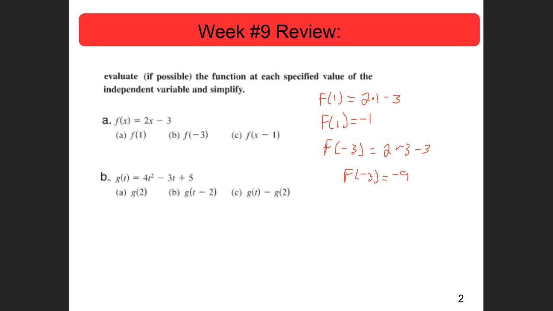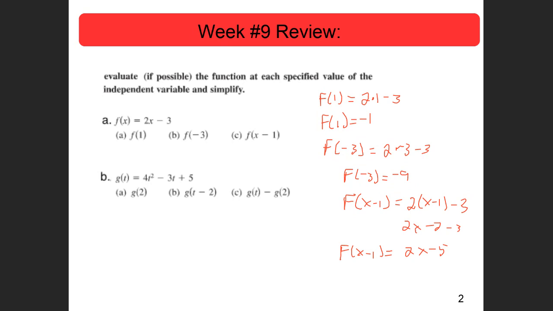Now, if I want to find f of x minus 1, that's a little bit different. I do the same thing. I plug x minus 1 in for x, so this is going to be 2 times (x minus 1) minus 3. And I would multiply this through. That would give me 2x minus 2 minus 3, or 2x minus 5. So f of x minus 1 would equal 2x minus 5.